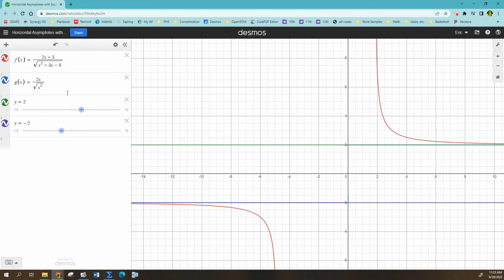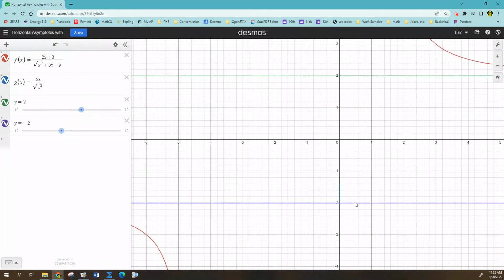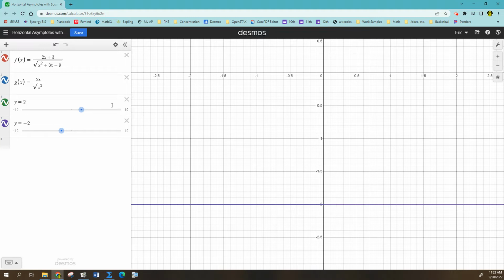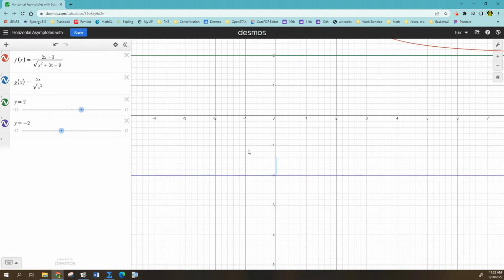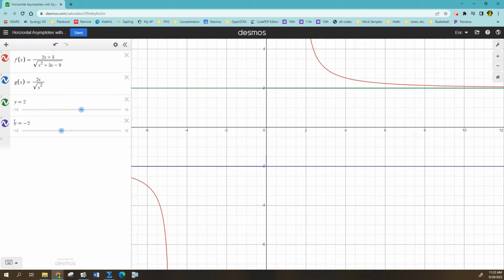Oh, there it is. I have to really zoom in. Oh, what am I saying? I know what it is. It's going to exactly match up. Yeah, duh. There's the blue function, right?